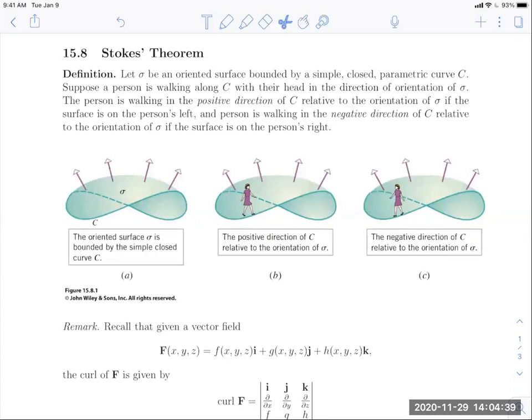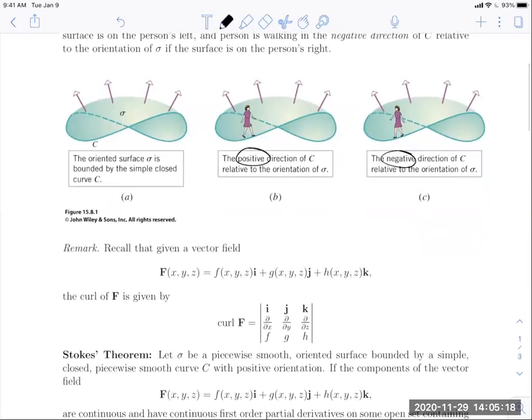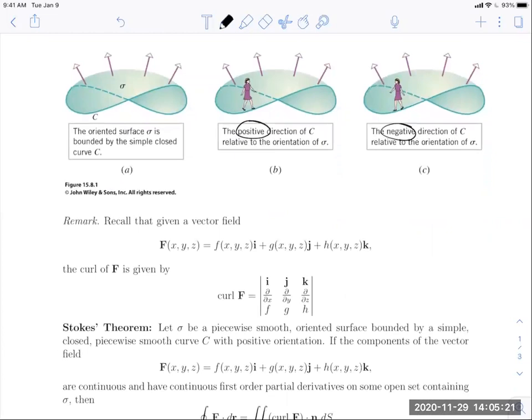You can see this piece of the surface sigma, and you can see its orientation is pointing upward. So we have our normals pointing upward. That means that we want the head of the person to be pointing upward as well. You can see that in parts B and C. In part B, this person is walking along the surface, and you can see that to her left is that surface. So that would be a positive direction. And in part C, the person is walking the other direction, and now the surface is to her right. That would be considered the negative direction. All right, so we're going to keep in mind positive versus negative direction of a curve C.